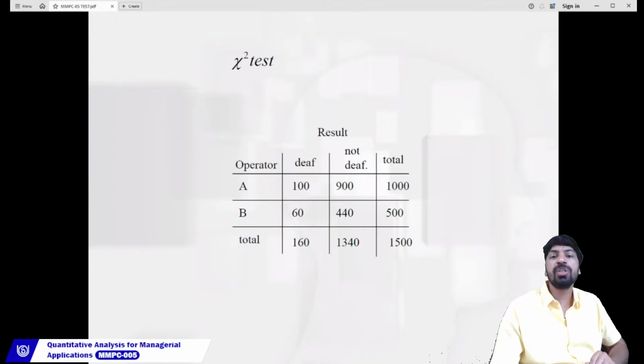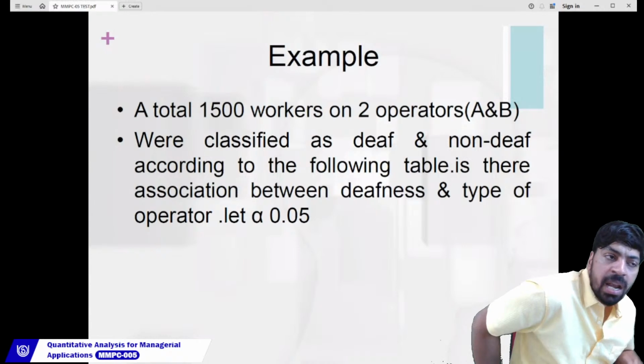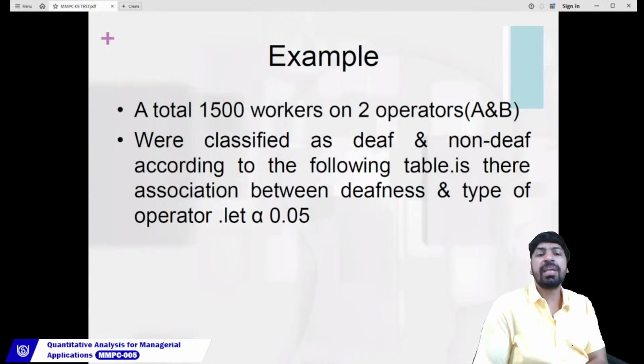So now the question is being asked: is there any association between deafness and type of operator? You can make either a null hypothesis or an alternate hypothesis. If you want to make a null hypothesis, simply say there is no association between deafness and type of operator. So you can make that into a null hypothesis.